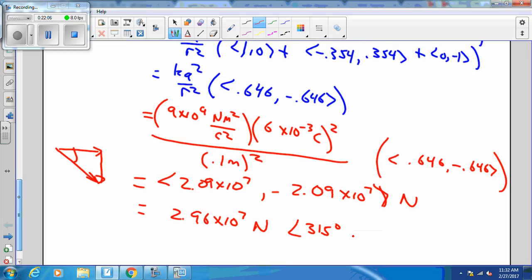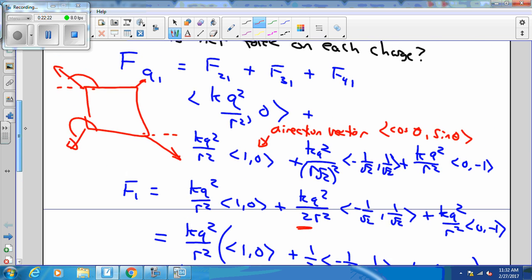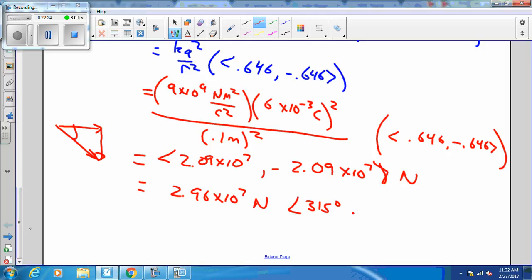But isn't that still just for Q1? Yes, that is just for Q1. So do we now roll up our sleeves and repeat these calculations for Q2, Q3, and Q4? No. Of course not. What can we do? We can just change the direction. What lets us do that? By doing the rectangular to polar form that we've been doing since chapter 3.